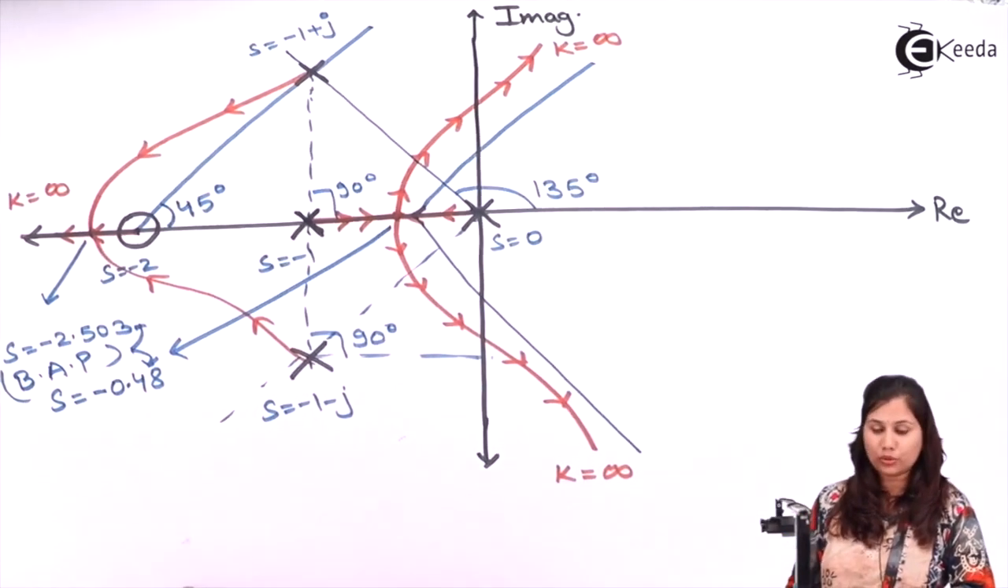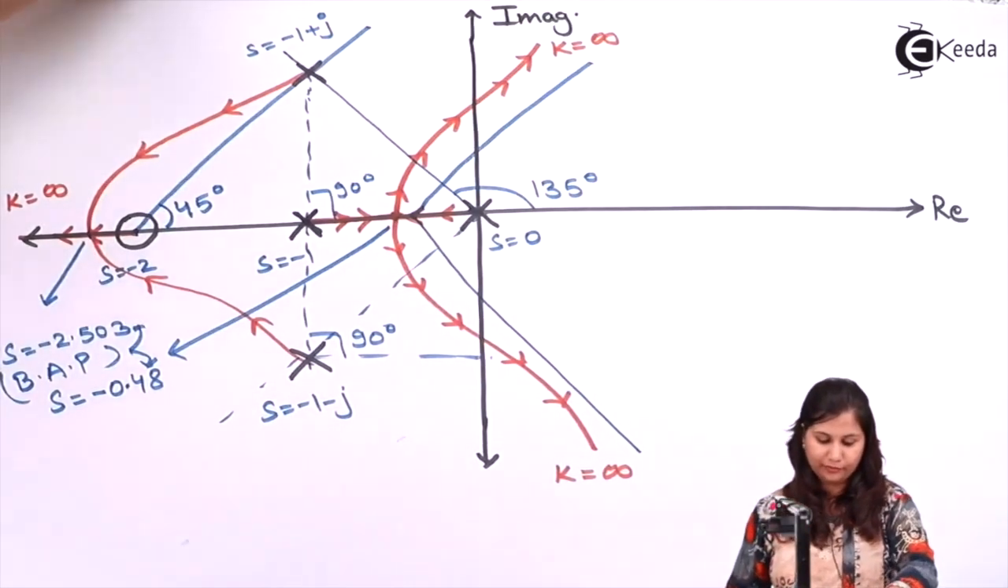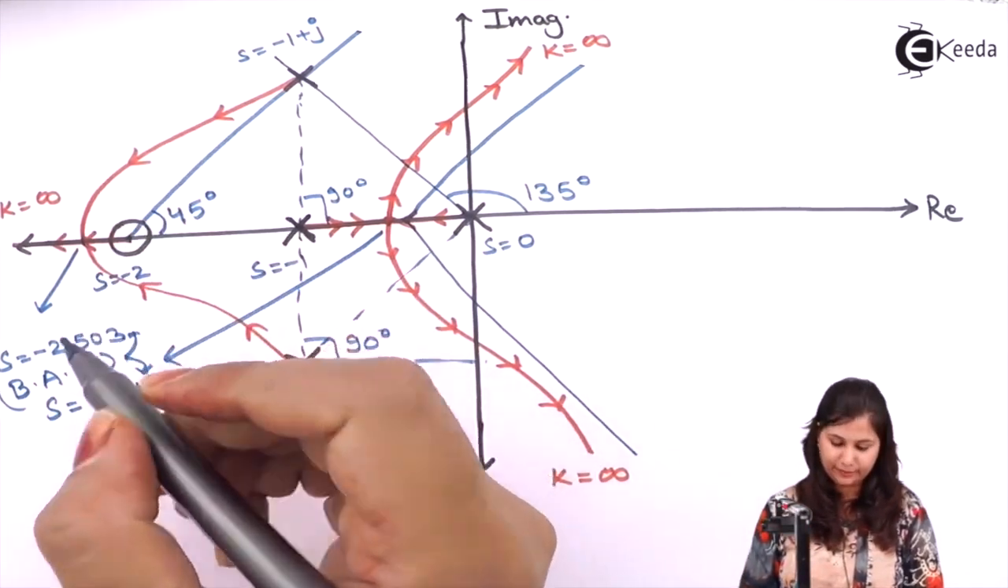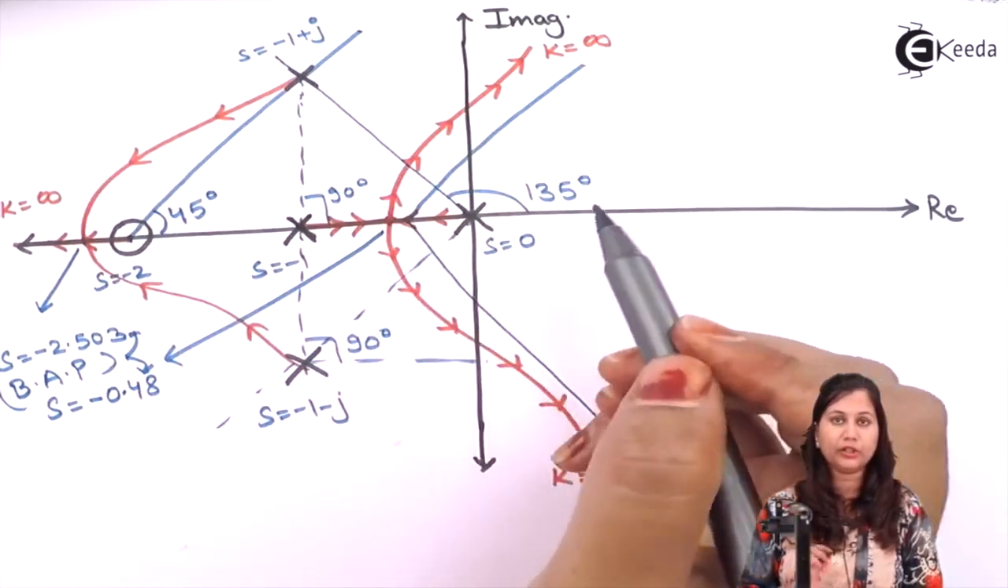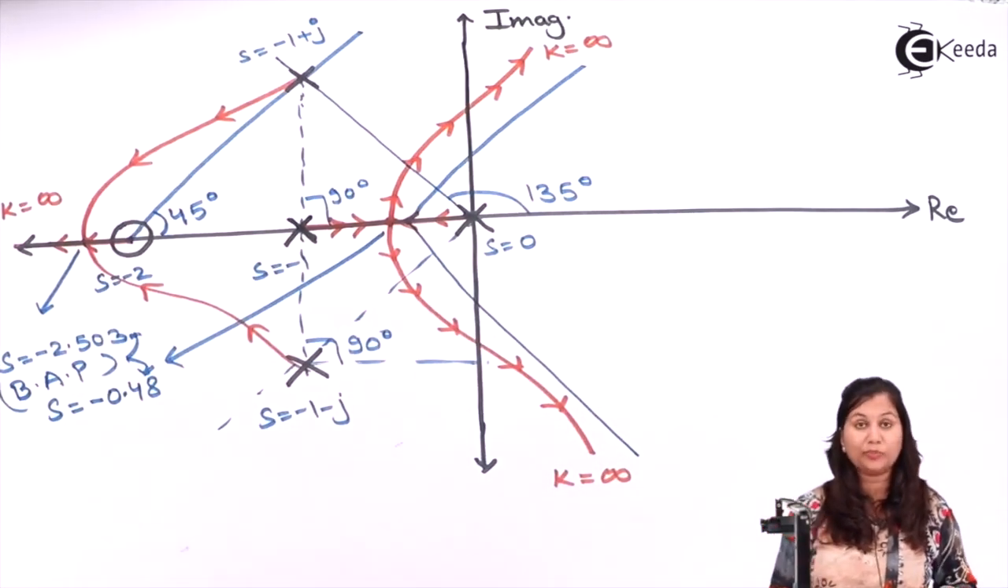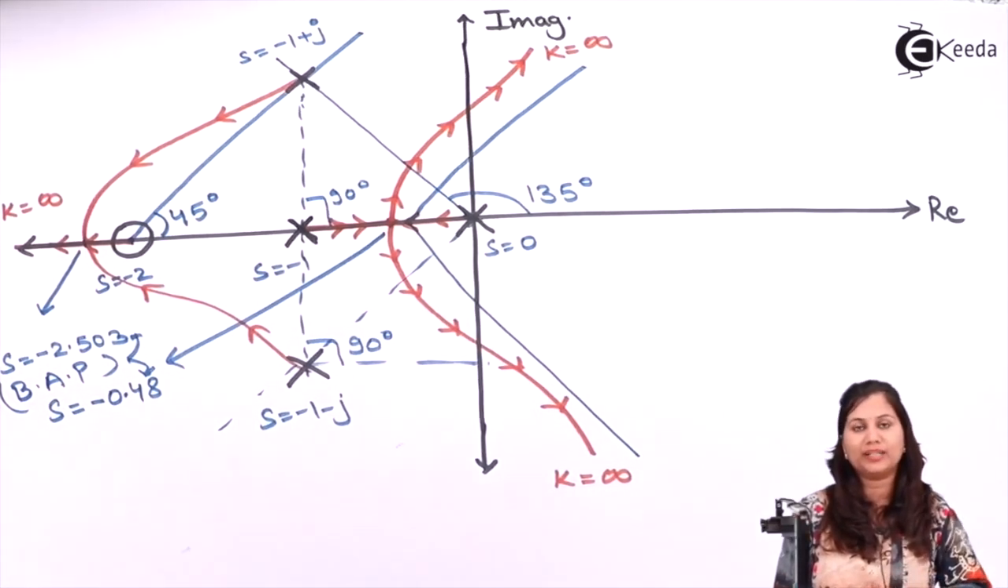So in this root locus sketch, we have marked all the points, the breakaway points, the asymptotes, and the direction of the root locus. So I hope this problem is clear to you. Thank you.